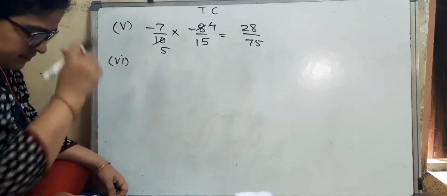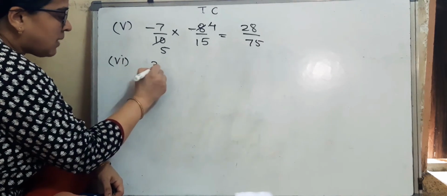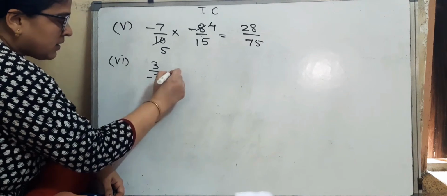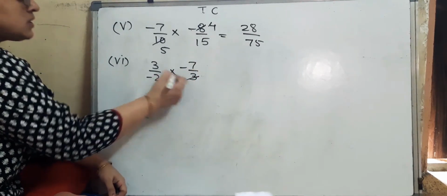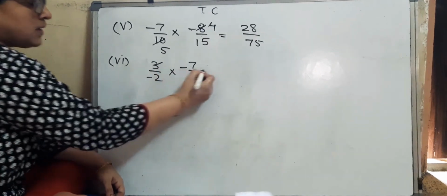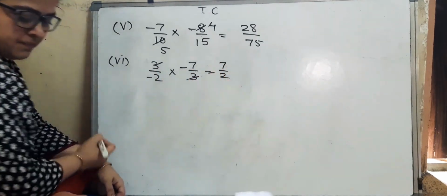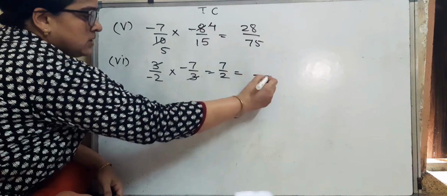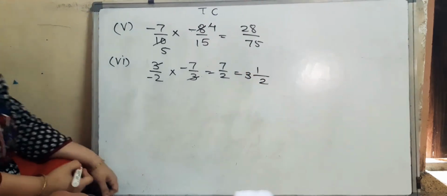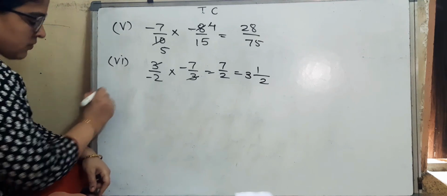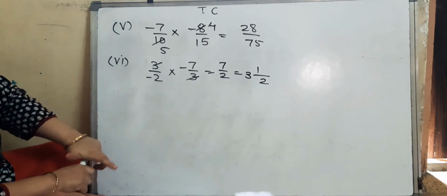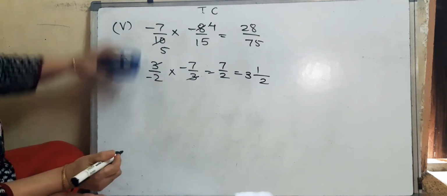Now sixth sum, 3 upon minus 2 multiply by minus 7 upon 3. Now 3 cut, minus minus plus, the answer is 7 upon 2. Then it is a mixed fraction, 2 threes are 6, 1. This completes the second question. Now move on to third question, that is evaluate.